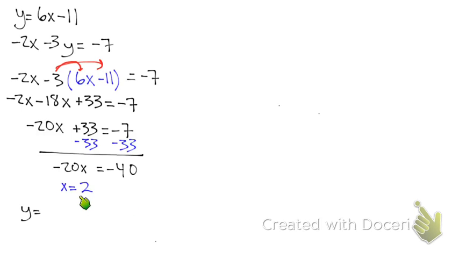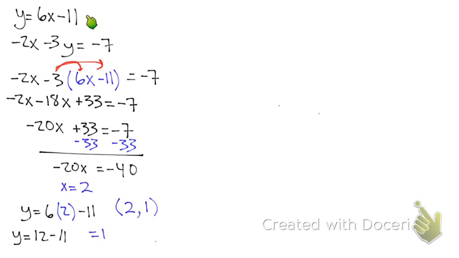So I'm going to take this answer, x equals 2, come up here, and plug it into one of these two equations. I'm going to choose the top one. y is already by itself, so it's easier to solve for it. So y equals 6, instead of x we replace it with 2, minus 11. 6 times 2 is 12. 12 minus 11 is 1. So your answer is x first, then y: 2, 1.